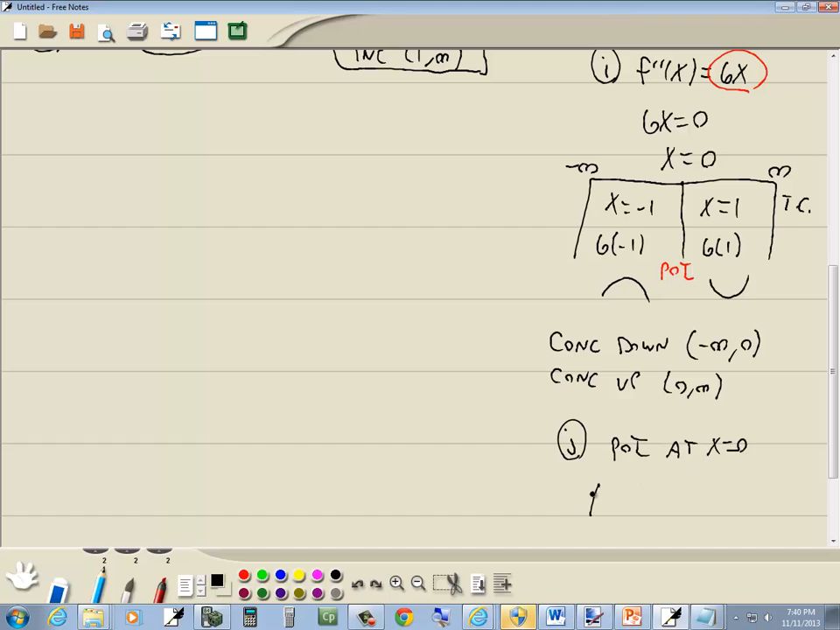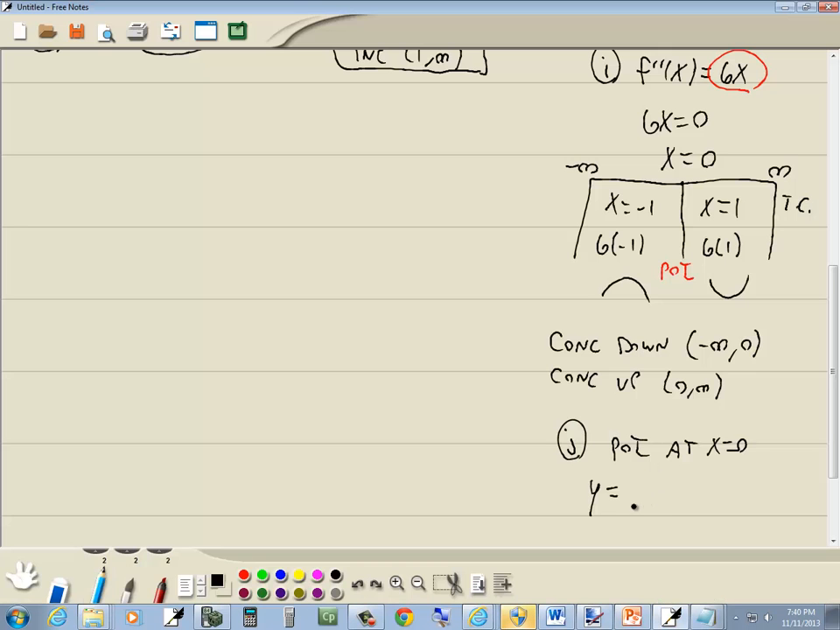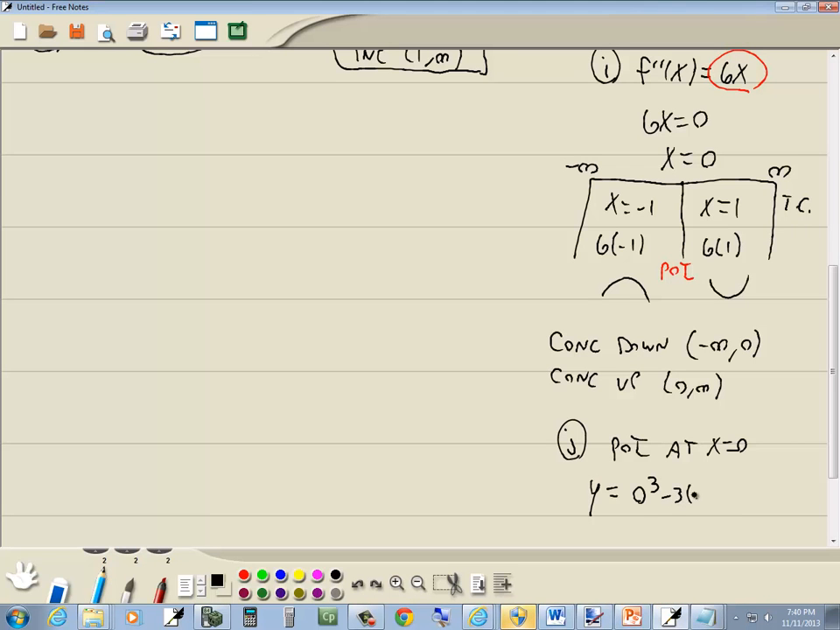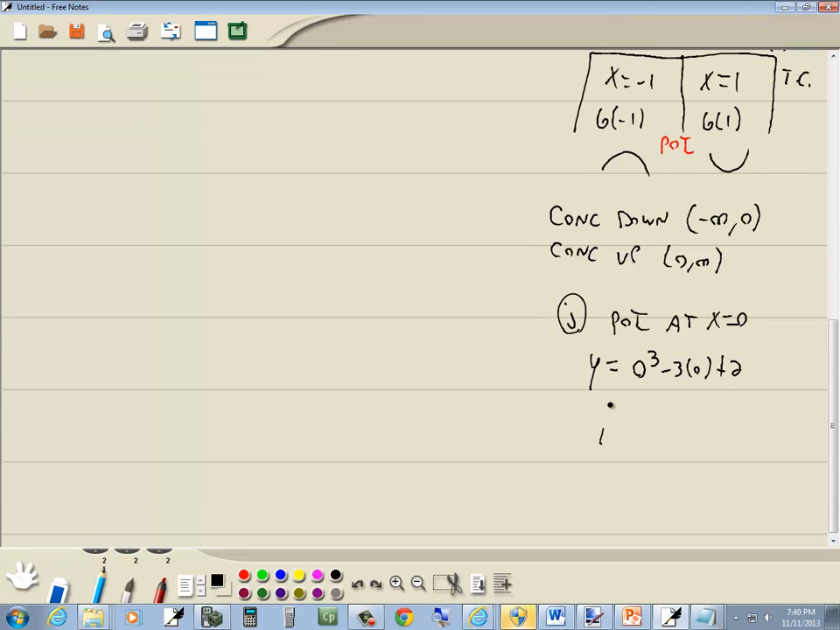We want to plug that into our original function, which is x to the third. So I got 0 to the third minus 3 times 0 plus 2. Well, 0 to the third drops away, 3 times 0 drops away, and we get y is equal to 2. So we have a POI at 0, 2.